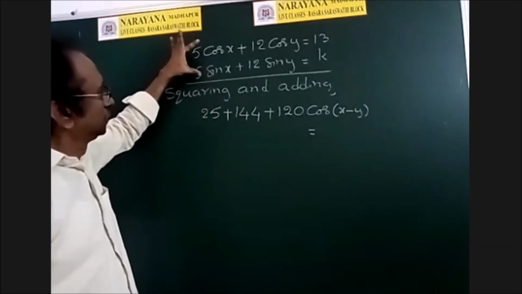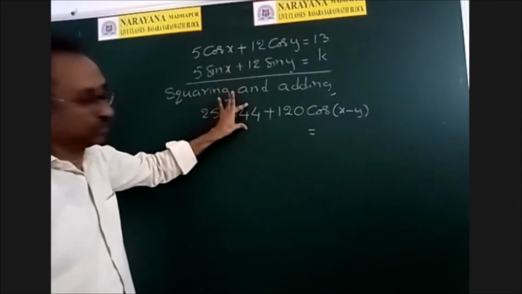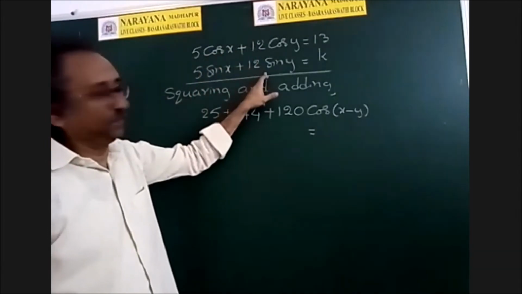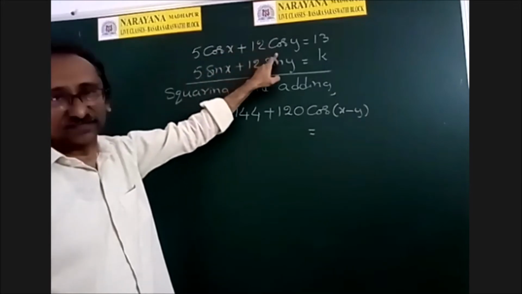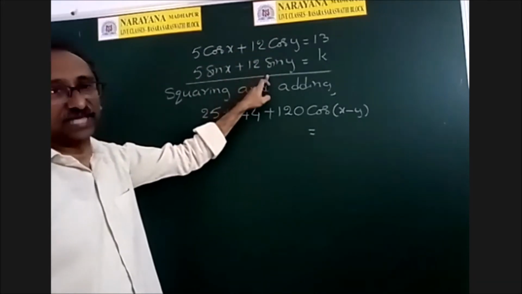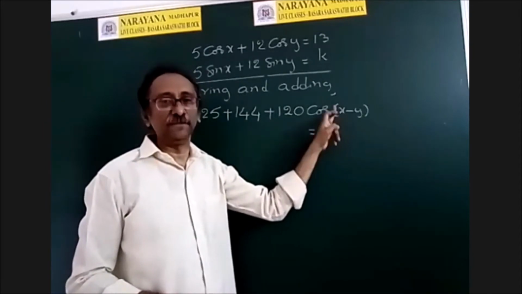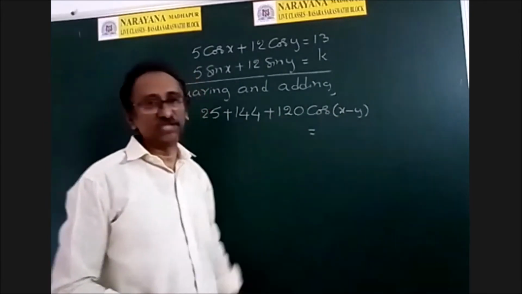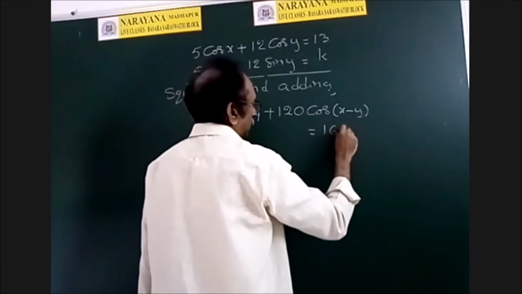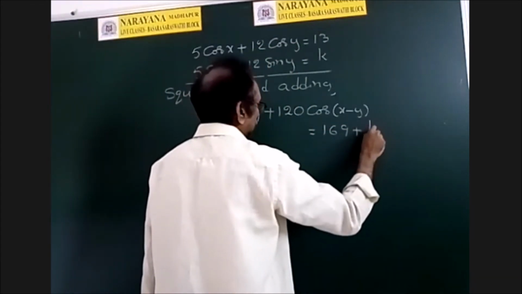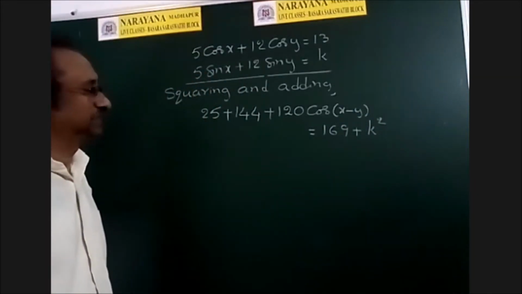See once again. This square plus this square is 25. This square plus this square is 144. So you can add the 2ab terms. What is this 2ab here? 120 cos x cos y and 120 sin x sin y. So that is 120 times cos x cos y plus sin x sin y, that is cos of x minus y. And what is the right hand side? 169 plus k square. So by squaring and adding, we get that equation.